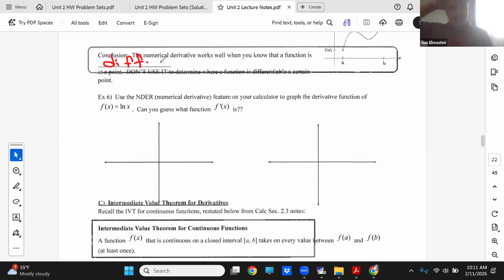So let's take a look at natural log of x. That's a fun one.